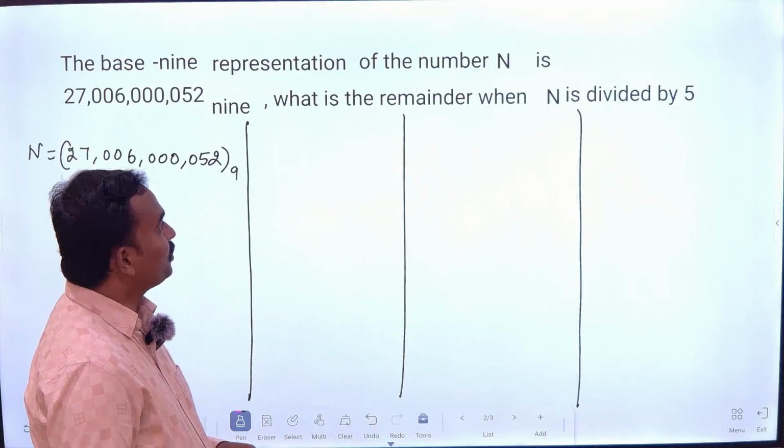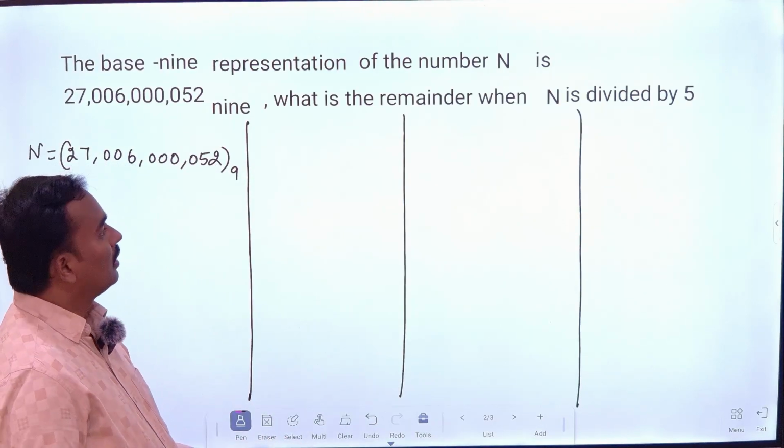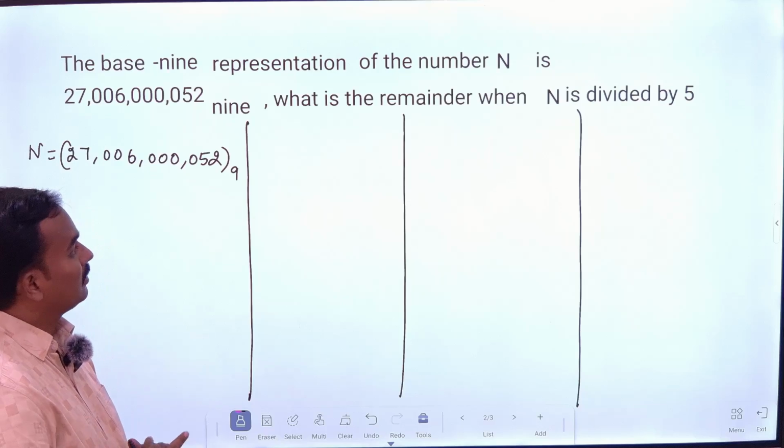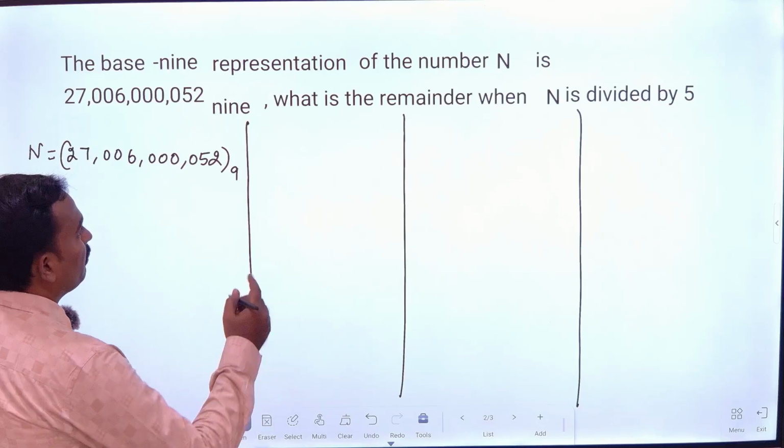Today I am going to choose the number theory concept, the base representation, and using the congruence idea. So first let me begin with the two important concepts.